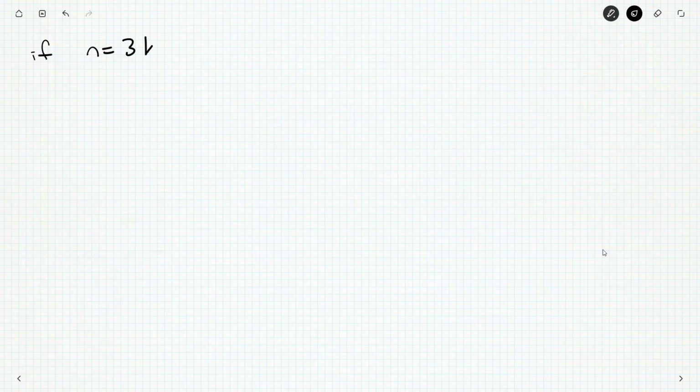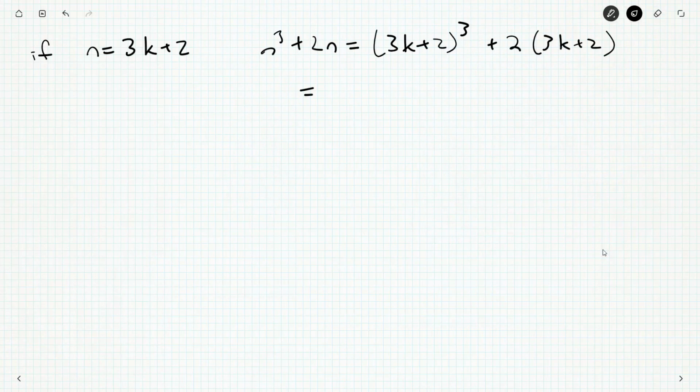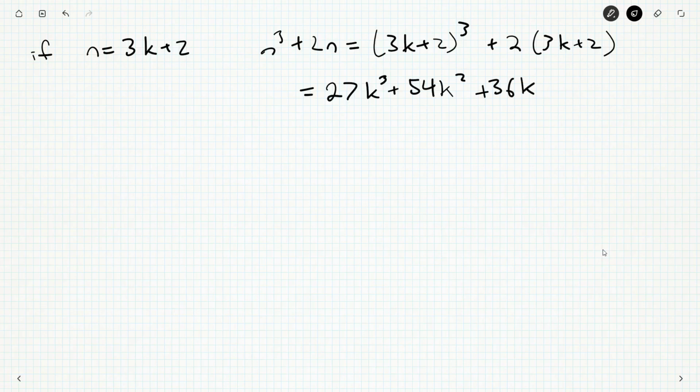If n is 3k plus 2, n cubed plus 2n is (3k plus 2) cubed plus 2 times 3k. Now here's the plus 2. And this is 27k cubed, and then 2 times 9 is 18. 3 times that is 54. 2 squared is 4, times 3 is 12. 3 times that is 36k. And then 8 plus 6k plus 4.